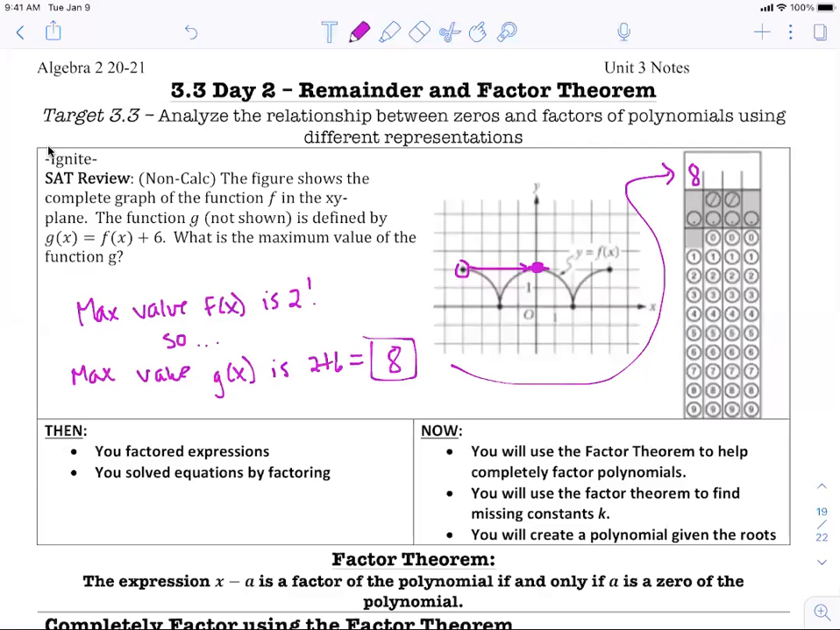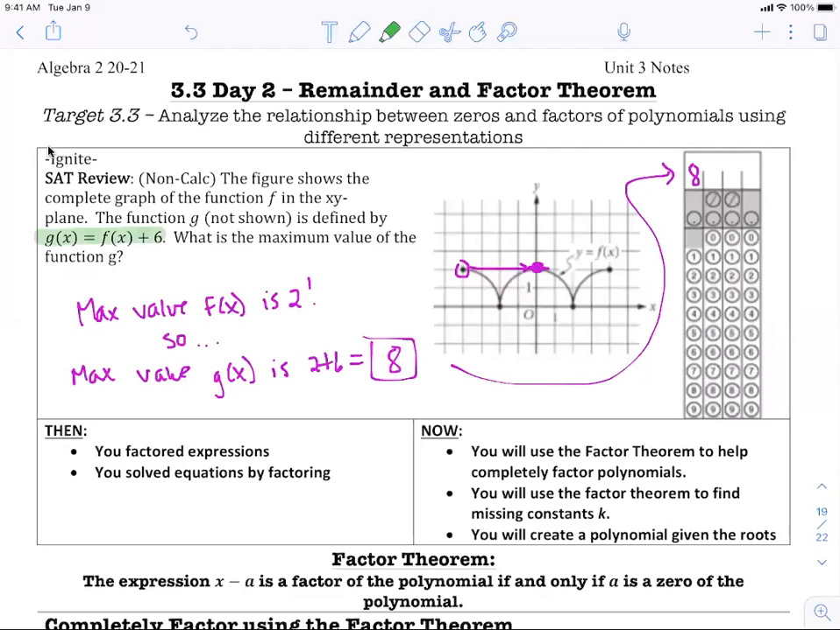All right, guys, final answer for this one, a little bit different, not necessarily a review of yesterday. It says the figure shown, this is a good SAT question that I pulled off of a previous year's SAT. And it says the figure shows the complete graph of the function f in the xy plane. The function g isn't shown, but it's defined by f of x plus 6. And it says, what is the maximum value of g?